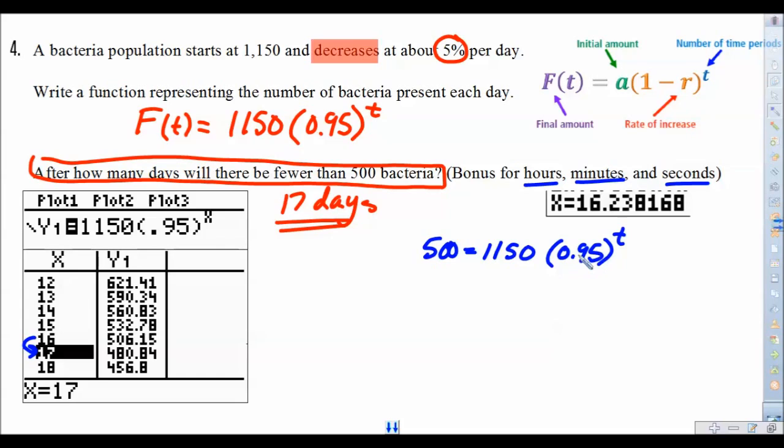According to this problem here, the first thing we'd have to do using order of operations is take the 0.95 raised to the t power and then multiply by 1150. So when we solve, we have to do the reverse order of operations. So the first thing we're going to want to do is divide by 1150.